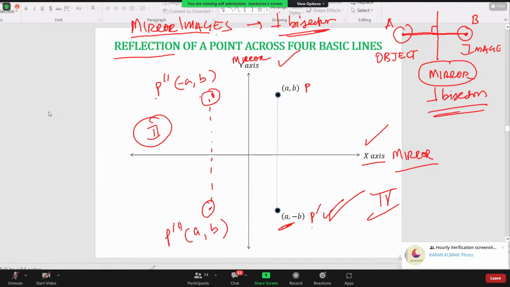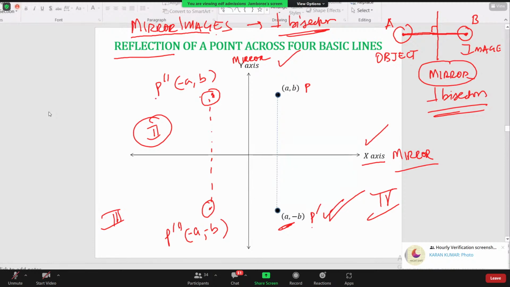Magnitude will remain the same, a comma b only, but signs will be applied according to the quadrant. So this is the third quadrant. We'll have the coordinates as minus a comma minus b. So these will be the 4 mirror images of the respective points. P will be the mirror image of P double dash, P double dash will be the image of P triple dash, P triple dash will be the image of P dash, and 4 of them will be mirror images to each other with respect to the X and the Y axis.